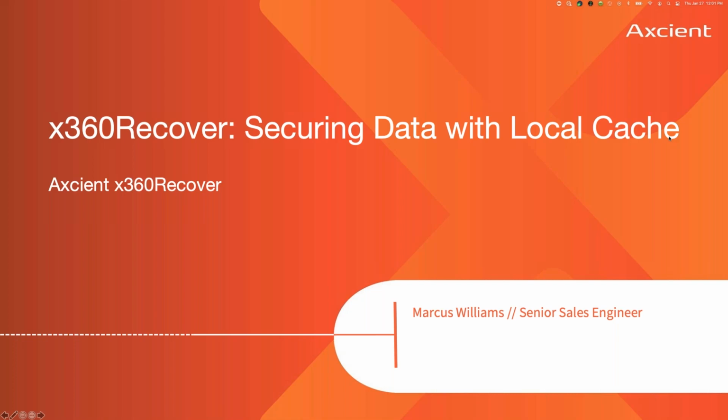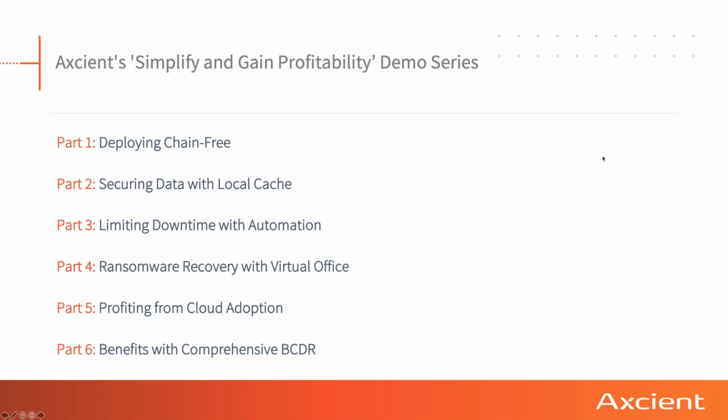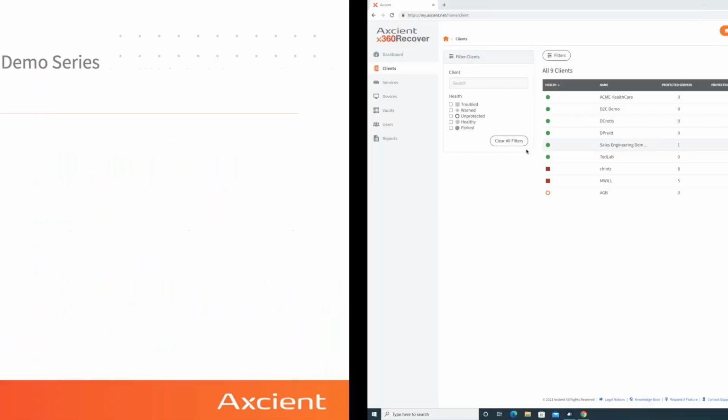All right, thank you, Olivia. So guys, thank you again for joining us today. This is part two of our series that we're going to be running for this quarter. In this session, we're going to talk about securing data with local cache. And this is really going to build on what we did two weeks ago, in recovering from the backup that we set up. So we're going to hop right into the UI and get started here.